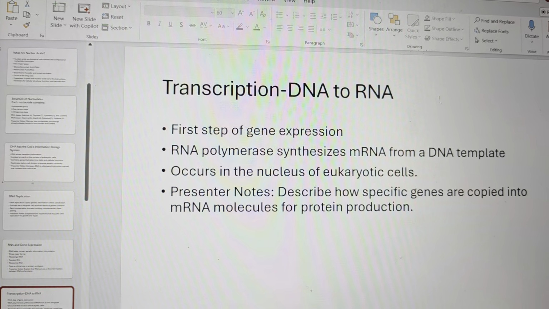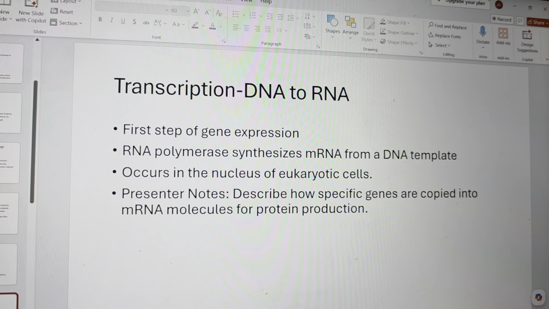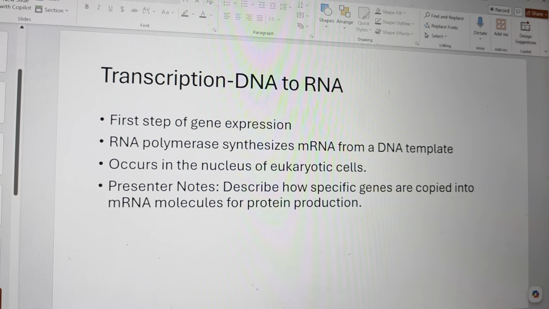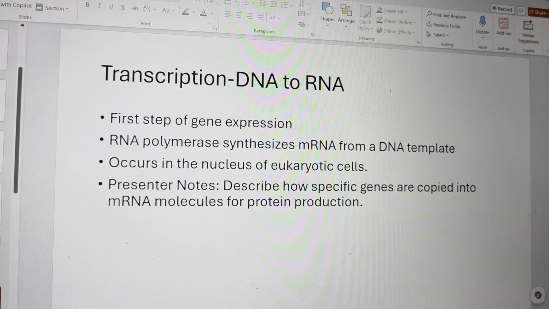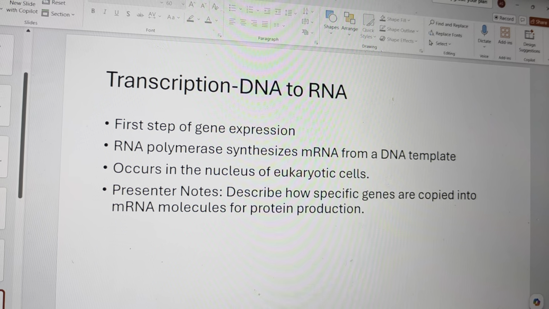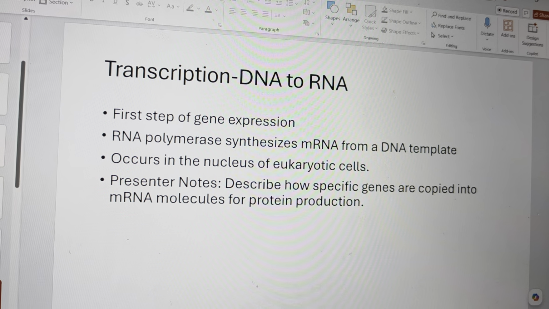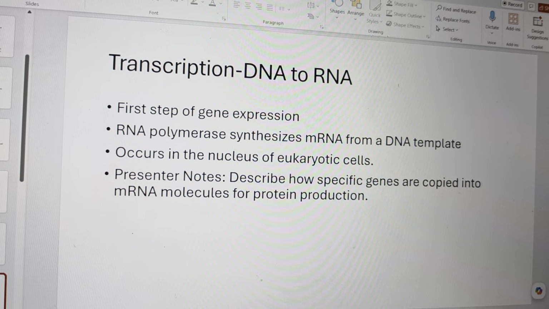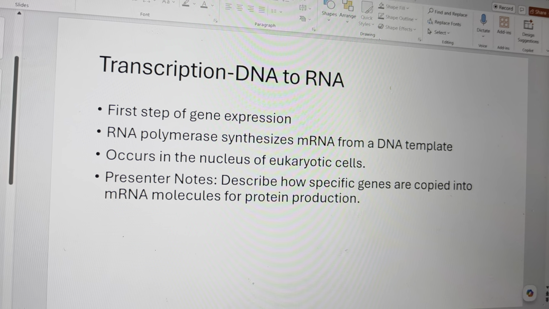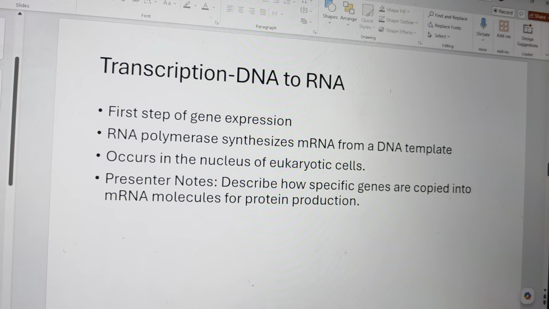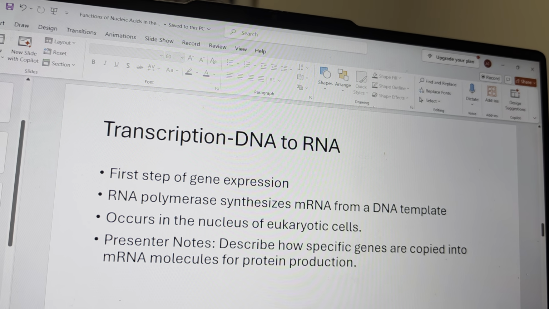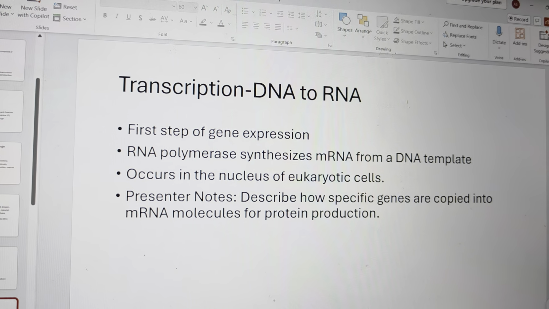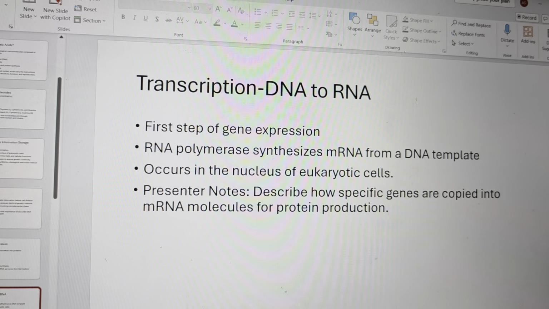Next slide, we'll talk about transcription of DNA to RNA, the first step of gene expression. RNA polymerase synthesizes messenger RNA from a DNA template. This occurs in the nucleus of the eukaryotic cell. The idea of my note is to describe how specific genes are copied into messenger RNA molecules for protein production.